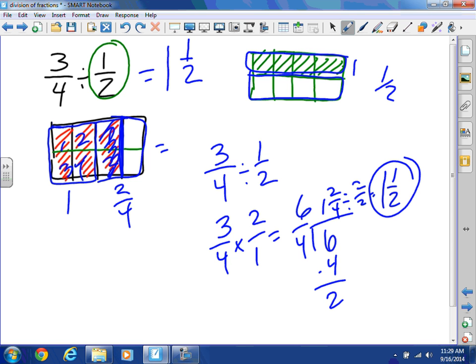How many boxes here? I have to box 4 of the 8 to make a 1, in this case. All right, let's go. Try this one on your own.